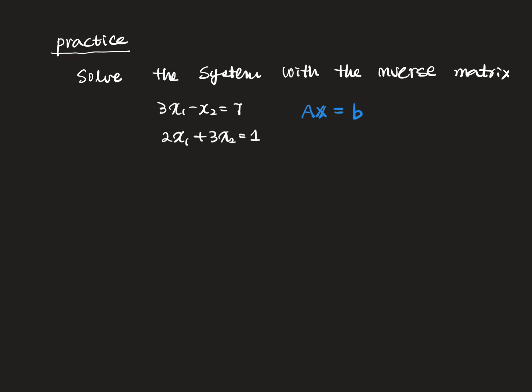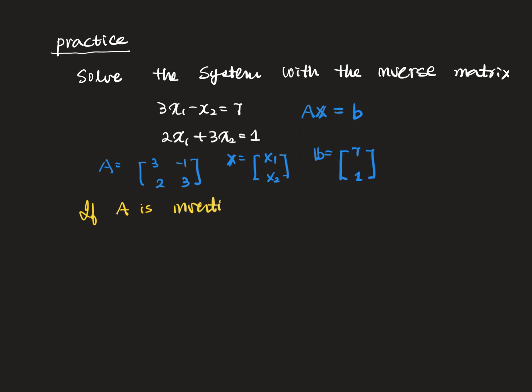Okay, so let's go. A is going to be 3, negative 1, 2, and 3. The variable vector is x1, x2. The constant vector is 7 and 1. So we want to use the theorem. The theorem says if A is invertible, meaning the determinant of A cannot be 0, then x is A inverse b.